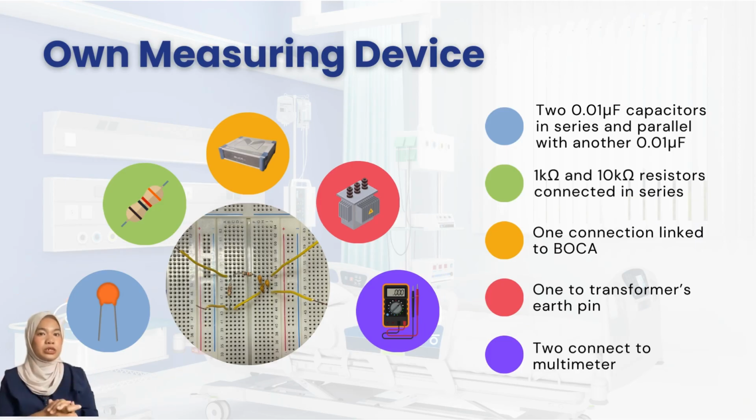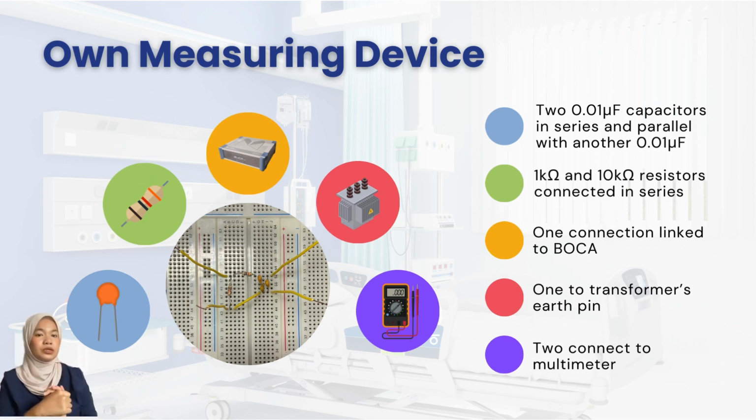Next, our own design measuring device. A circuit was constructed to assess various types of leakage current in a Boca under normal condition. This includes earth leakage current, enclosure leakage current, patient leakage current, and also patient auxiliary current. The self-developed prototype of the measuring device is shown in the figure here. The test circuit comprised two 0.01 microfarad capacitors arranged in series and in parallel with another 0.01 microfarad capacitor, as well as a 1 kilo ohm resistor and a 10 kilo ohm resistor connected in series.